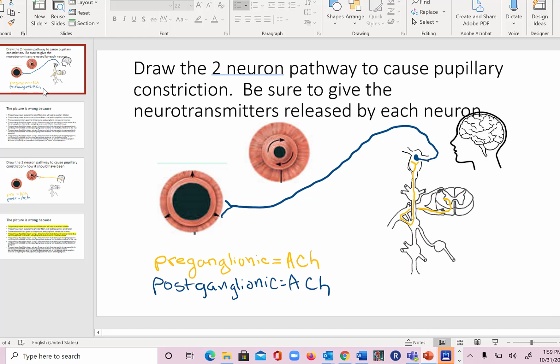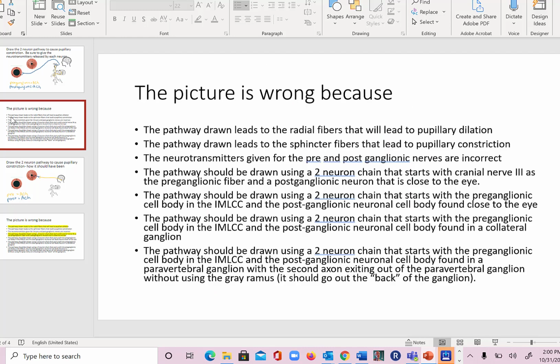Draw the two neuron pathway to cause pupillary constriction. Name the neurotransmitters. Again, you won't be doing the picture. The picture is going to be telling you what the task was, and the question will be, the picture is wrong because all of the pictures I'm going to give you are going to be wrong. And you, again, are going to have to pick the reasons why it's wrong.